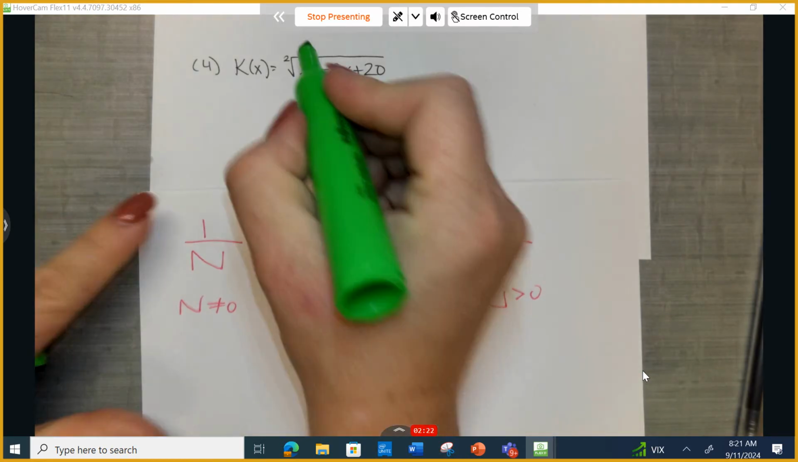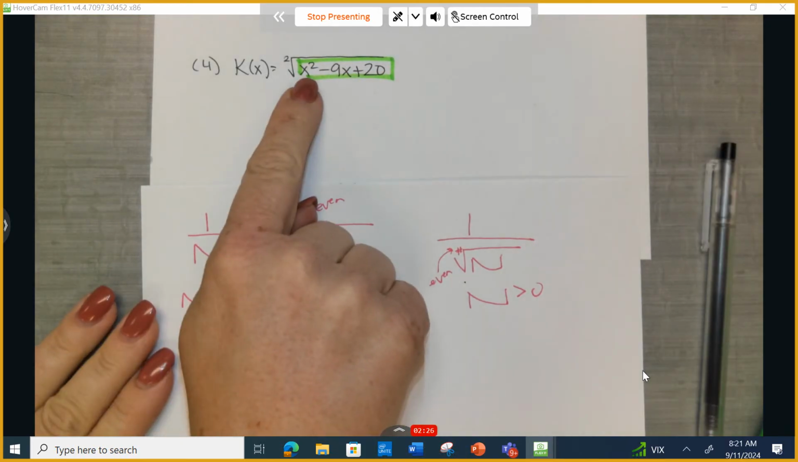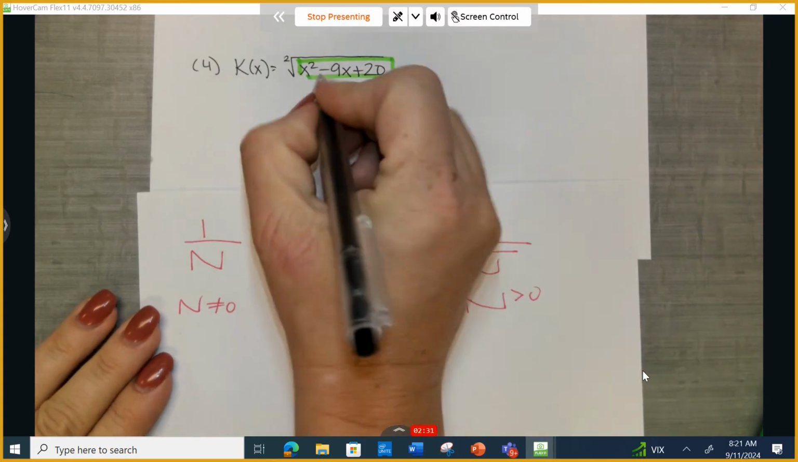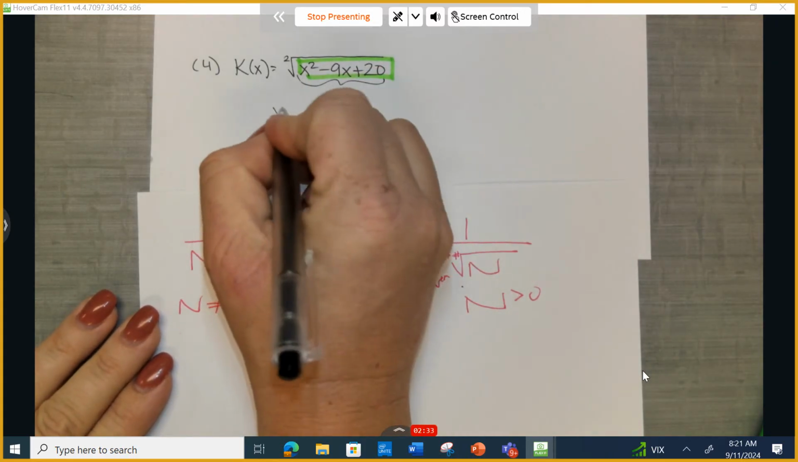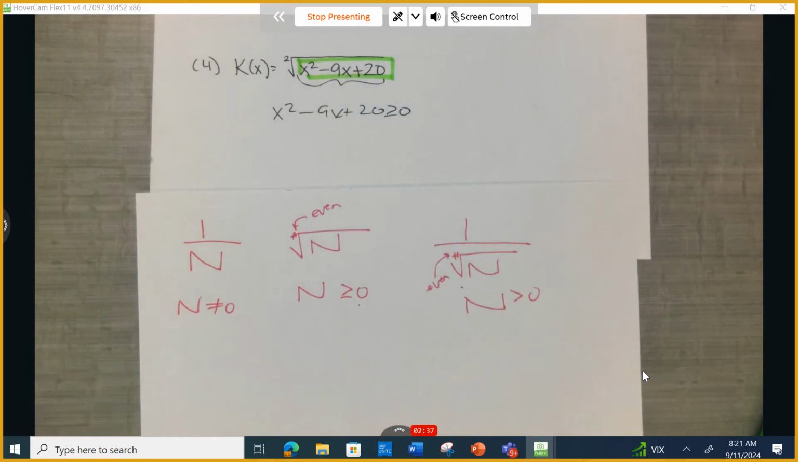This portion inside, notice that the radical with the nth root that's even is not in the denominator, so this is the rule I'm going to follow. I'm going to follow the rule that this inside portion has to be greater than or equal to 0. And now this goes back to what we learned in Unit 2.